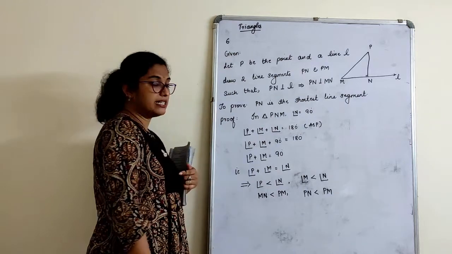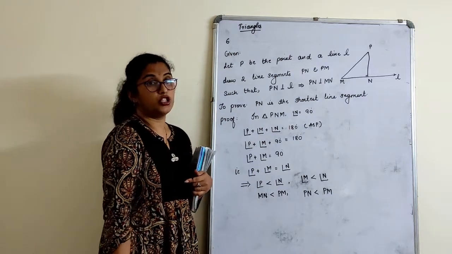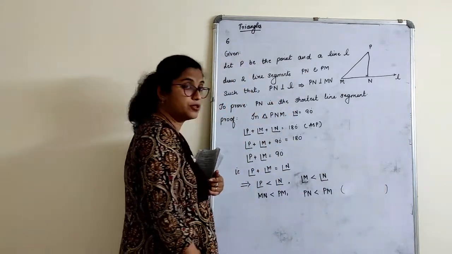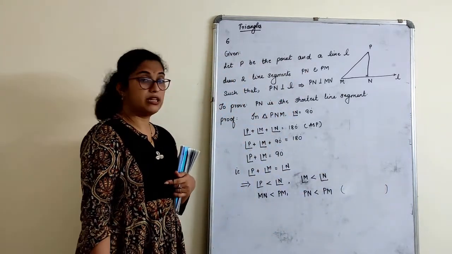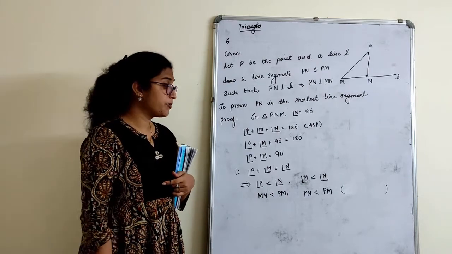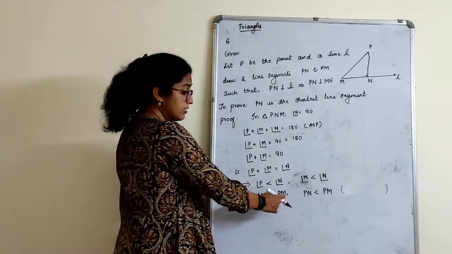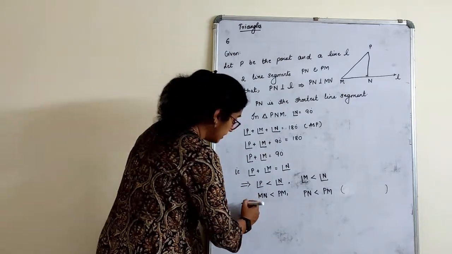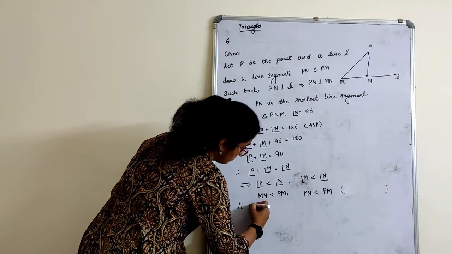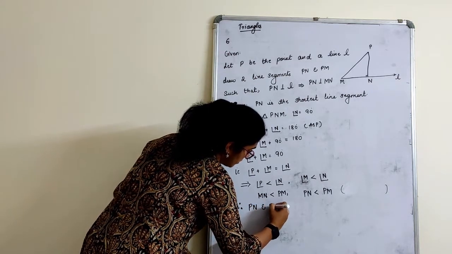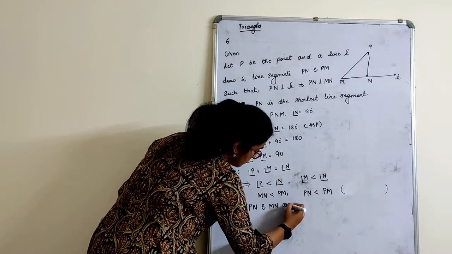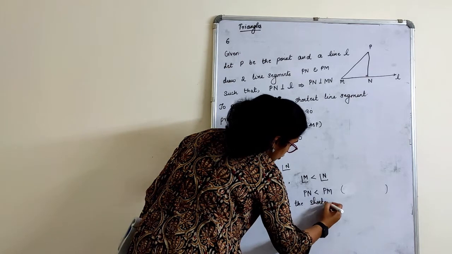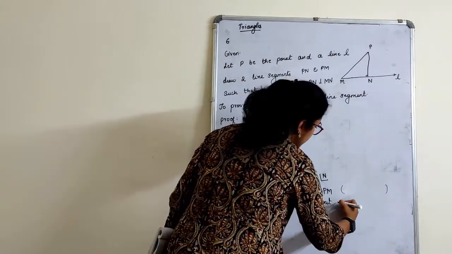So when we see here, we come to a conclusion that hypotenuse is the reason. You know what to write: sides opposite to greater angle are greater, or sides opposite to lesser angle are lesser. Same thing you can write here. Now from this we come to a conclusion that hypotenuse is the greatest side. So what is the shortest side? Therefore, PN and MN are the shortest line segment.